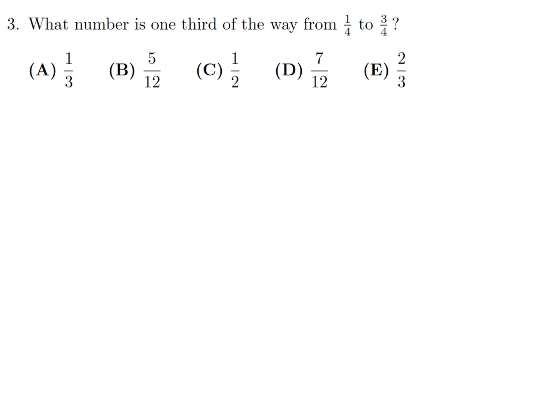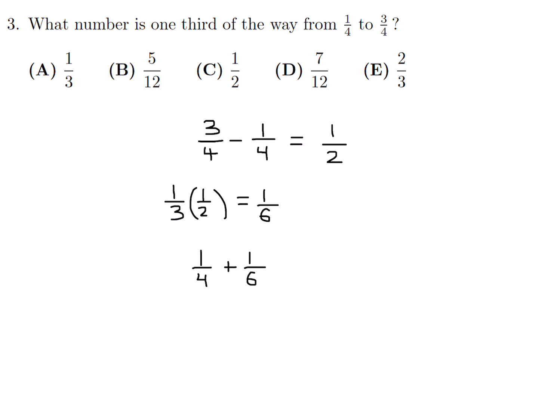What number is 1/3 of the way from 1/4 to 3/4? First, let's figure out the distance from 1/4 to 3/4. We do that by subtracting, and that is just 2 over 4, which is a half. Now we have to take 1/3 of that, which is 1/6. Then we have to add 1/6 to our starting point, which is a quarter, to get the number that is 1/3 between those two. So 1/4 plus 1 over 6 is 6 plus 4 over 24, which is 10 over 24. In lowest terms, it's 5 over 12. So number 3, the answer is B.